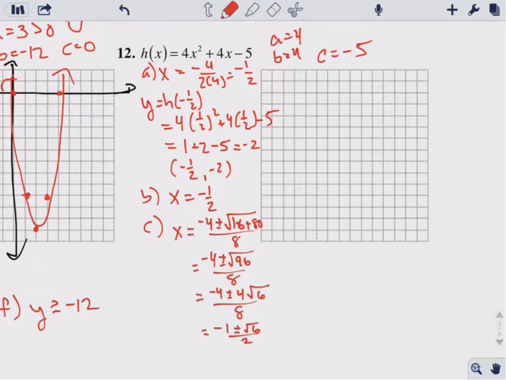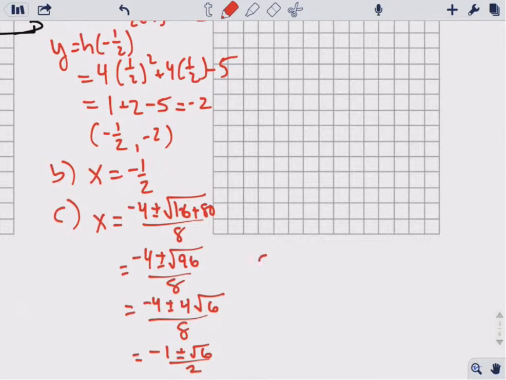Max or the min for D: a is greater than 0, so it opens up. So D has a minimum. The minimum is equal to the y-coordinate of the vertex, negative 2. E is the domain, which is all reals. F is the range, which is y is greater than or equal to negative 2.